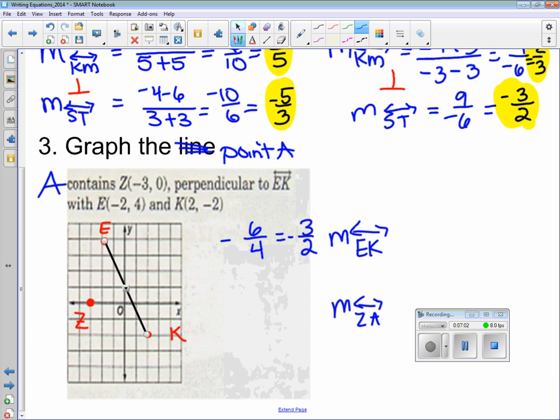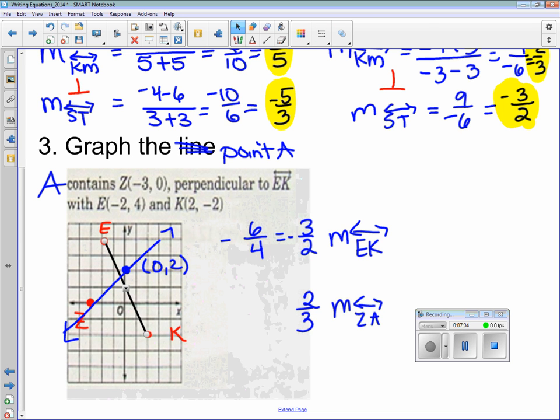Okay, so what slope do I want ZA to have? Positive 2/3. Would you agree? So from point Z, what am I going to do? Up 2, right 3. Very good. So up 1, 2, 3. And so this point here looks to me like 0, 2. Would you agree? That looks to me like it's going to be a perpendicular line.